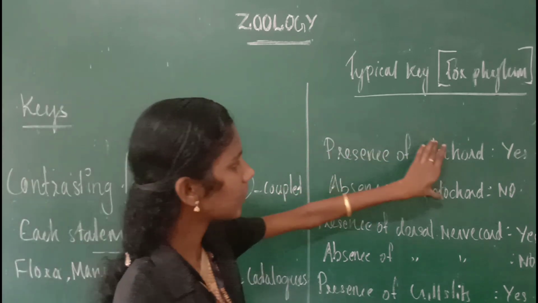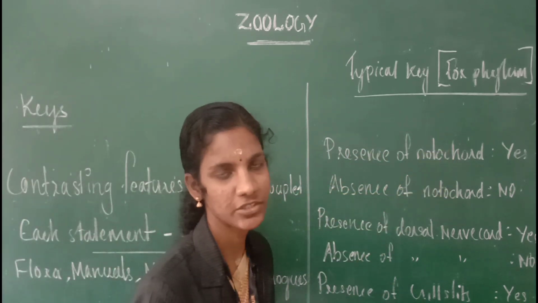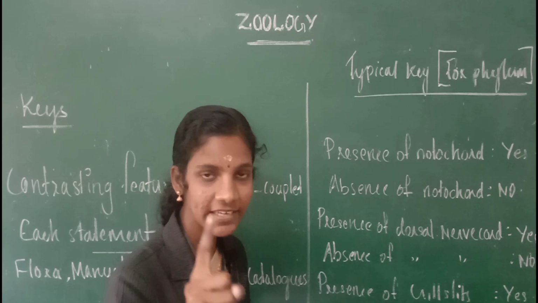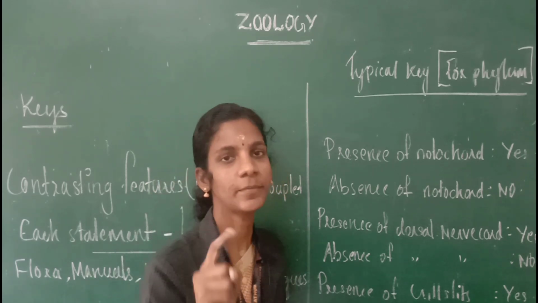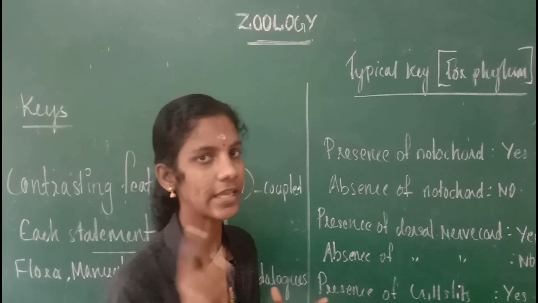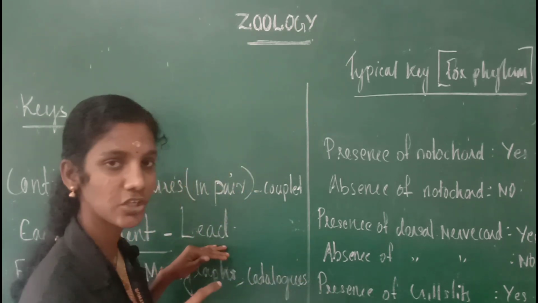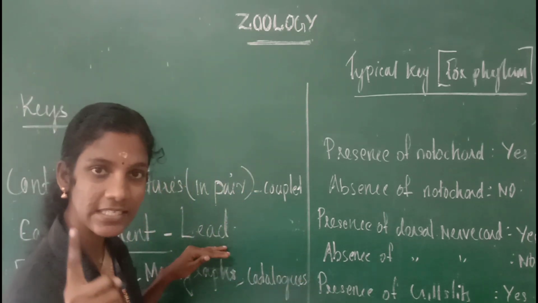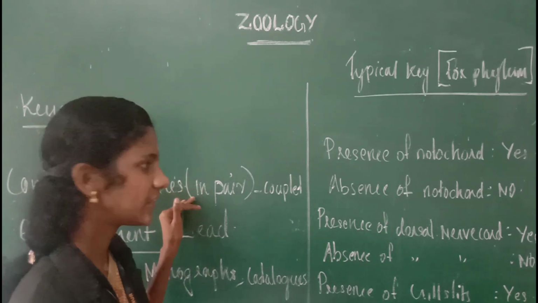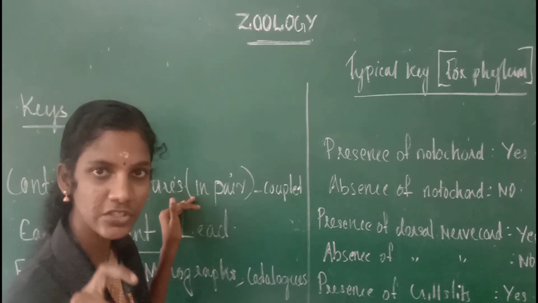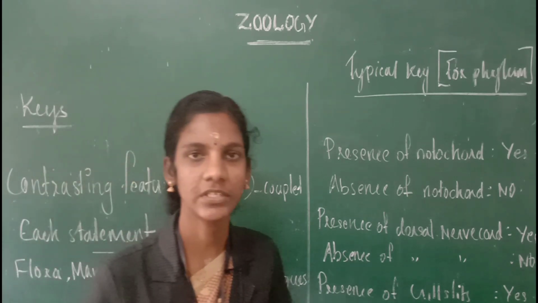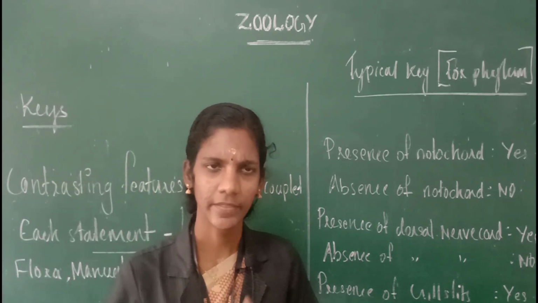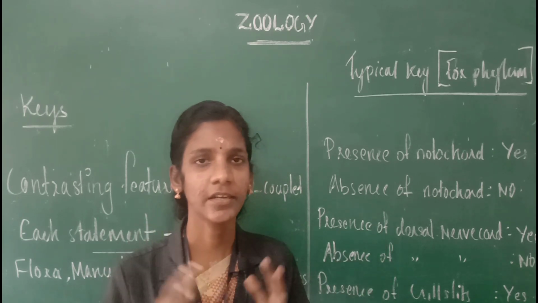Couplet is the name we call a pair. Okay, and each sentence in a key is known as a lead. Here I mentioned it. A lead is a single sentence in a key and a couplet is a pair of contrasting features that can be found in a key. That means many couplets will be there in a key.